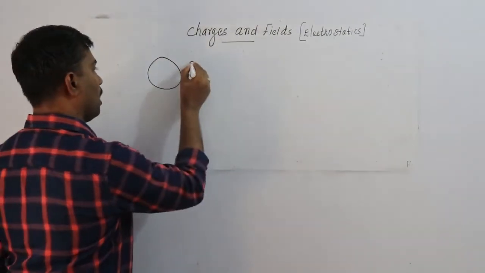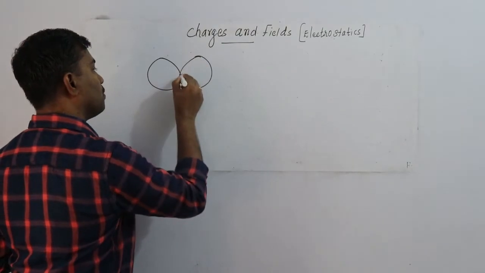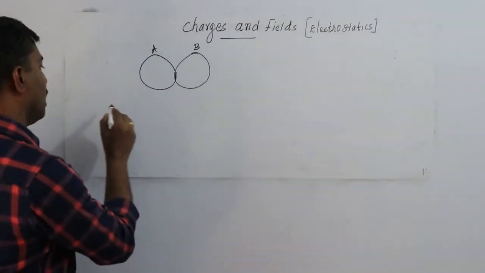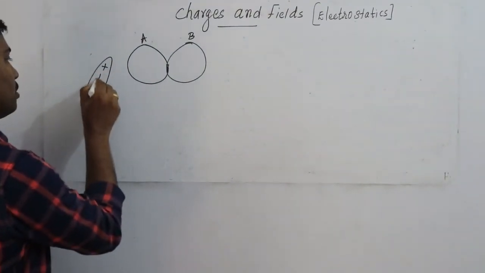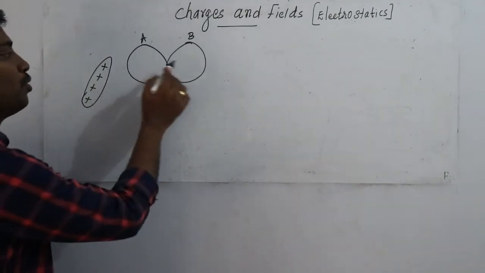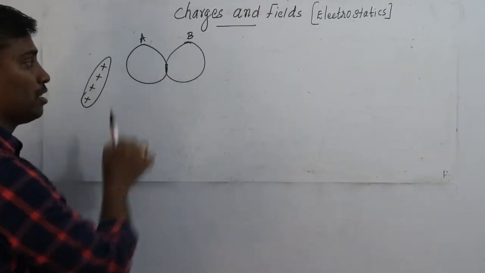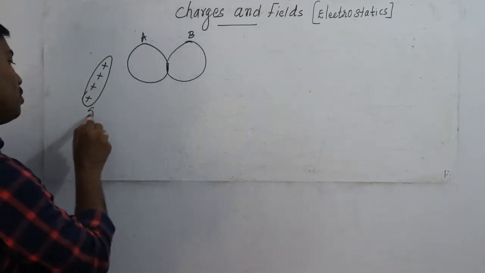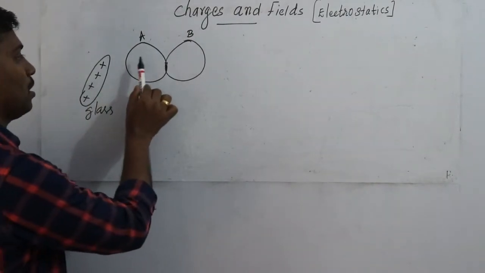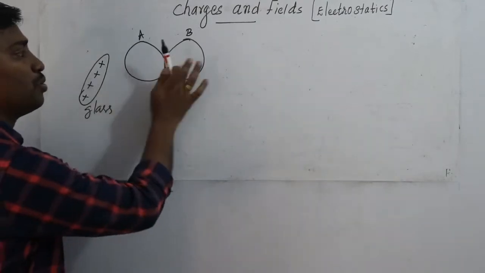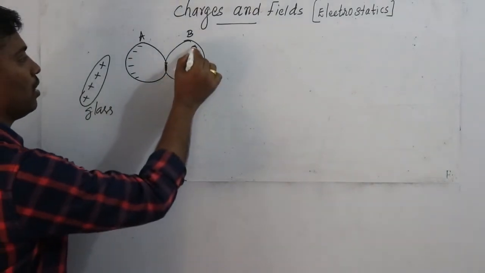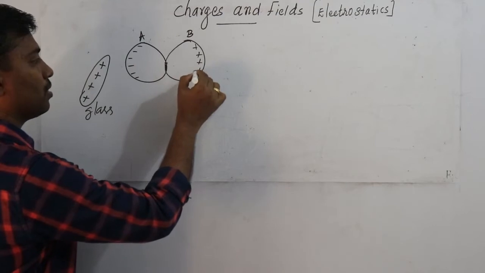We have two objects. This is one metal sphere and this is another metal sphere. Both the metal spheres, A and B, are in contact. We are bringing a positively charged glass rod near these two objects. The spheres contain positive and negative charge, so they are actually neutral. All the negative charge present reaches this region, and all the positive charge will be repelled to this region.